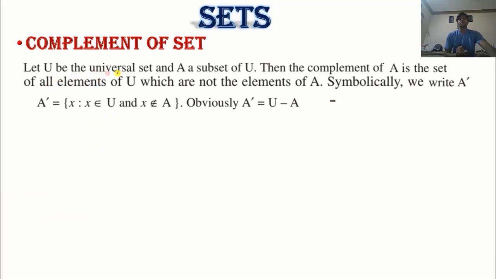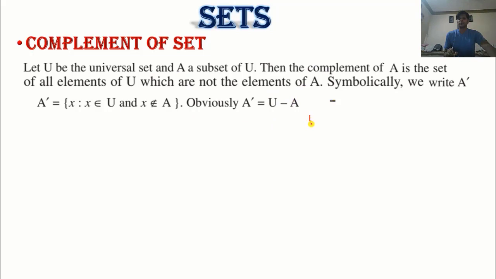Here, U is the universal set and A is a subset of U. Then the complement of A is the set of all elements of U which are not the elements of A. It means, suppose we see this definition by an illustration.